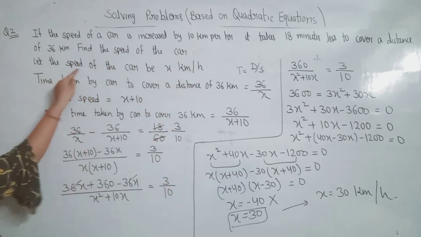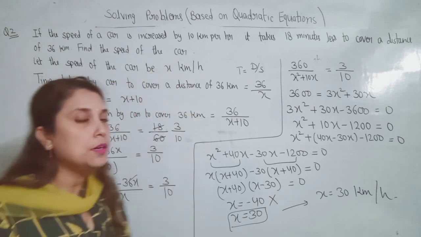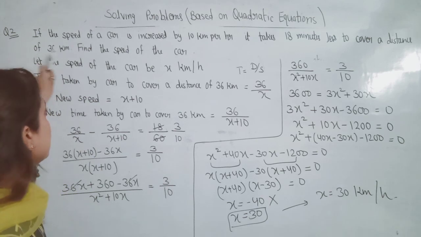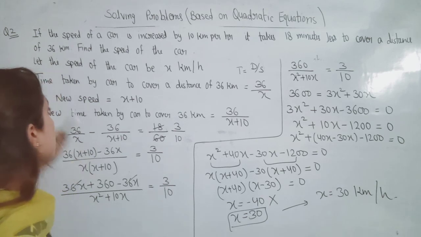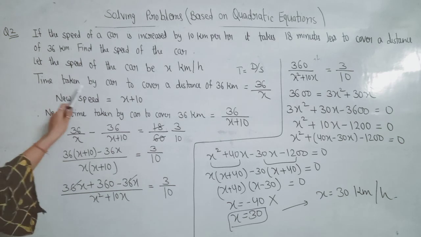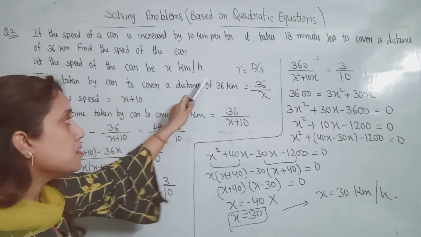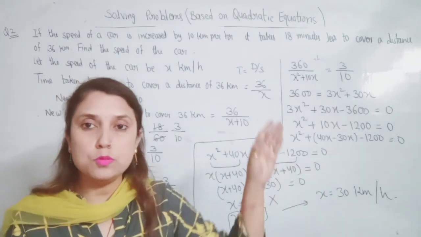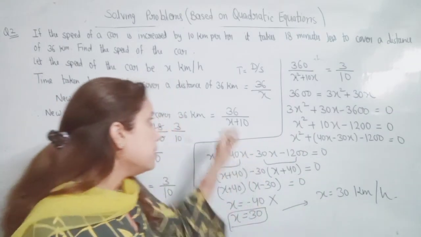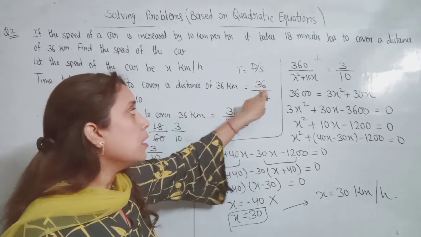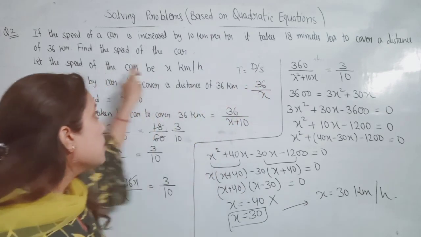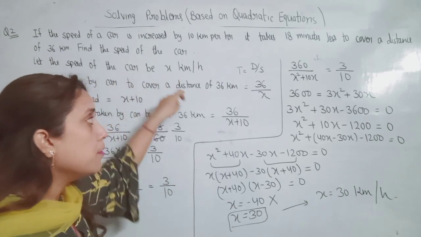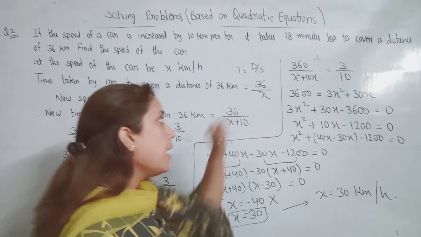First we let the speed of the car be x km per hour. It is given the distance is 36 km. So the time taken by a car to cover a distance of 36 km, we know that time is equal to distance upon speed. Distance is given 36 km and speed we let x km per hour. So the time will be 36 upon x.